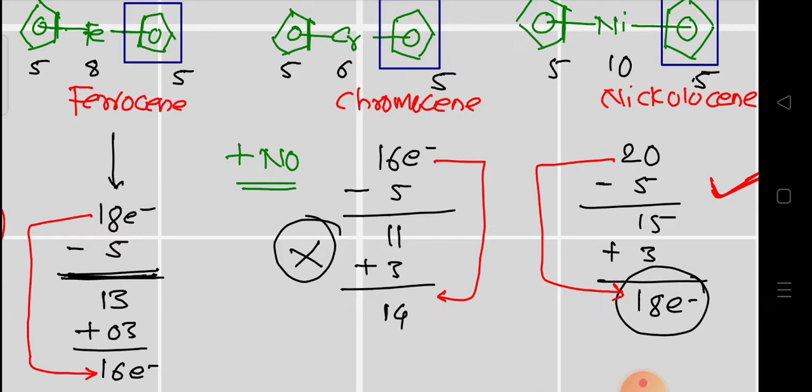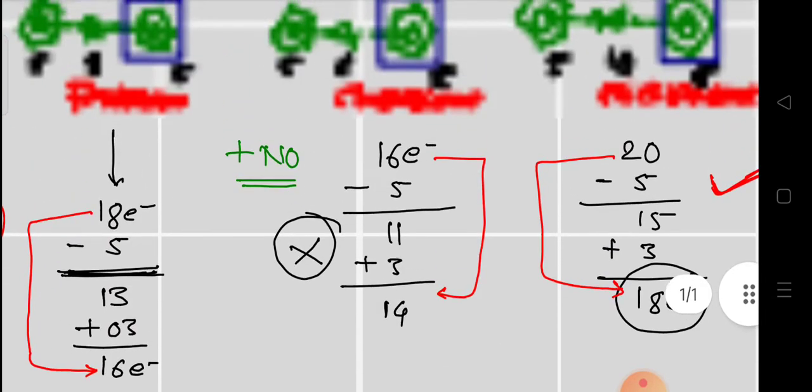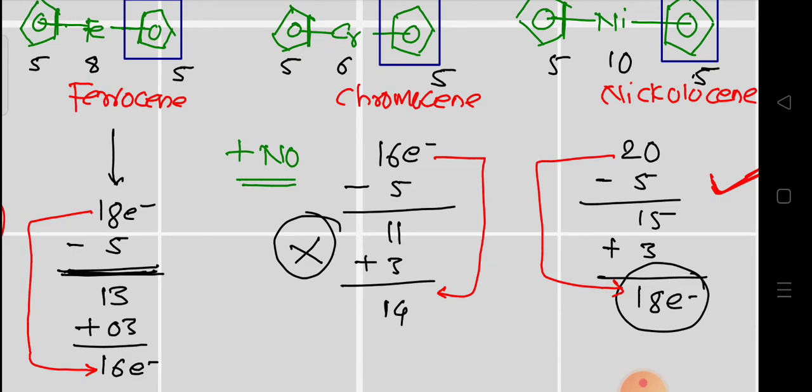Now similar to that, the third complex, nickelocene, is a 20 electron system. I first remove the 1 Cp, so the electron count becomes 15, and then I am adding 1 NO, it becomes an 18. So now you can observe that in nickelocene, by the replacement of 1 Cp by NO, the stability is there because of the 18 electron system. So you can also have some questions based on that. Okay, so you must try to solve such types of questions.